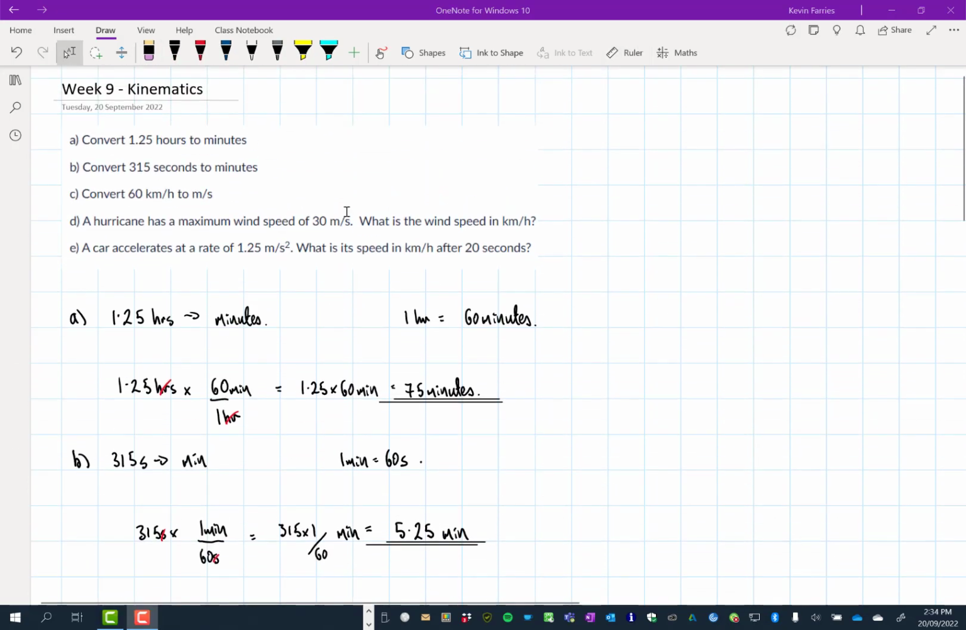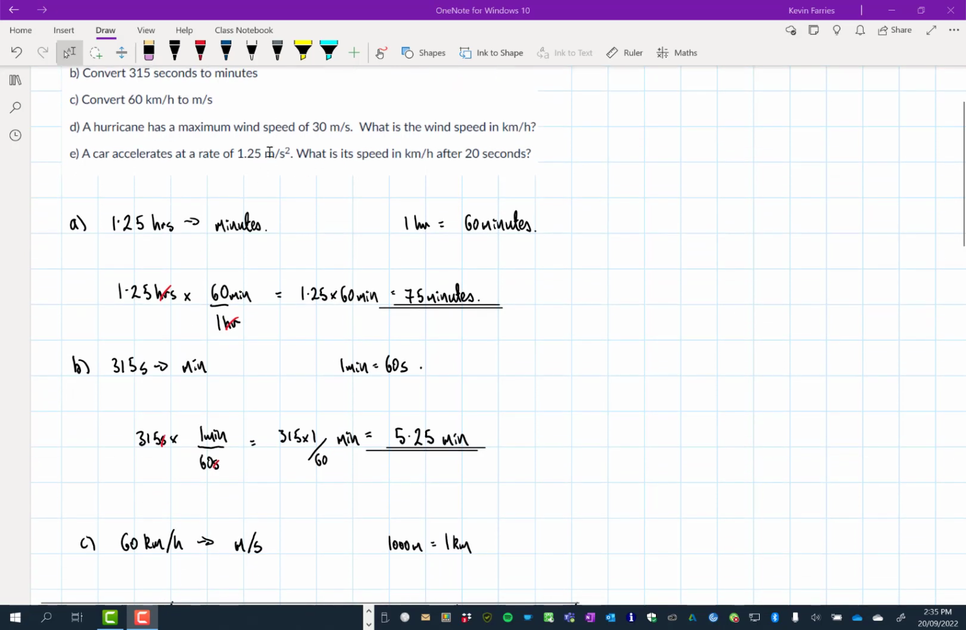So for this last one, it's an acceleration. In this course, we're not ever going to be converting an acceleration in meters per second squared to, I don't know, kilometers per hour squared or something like that. Our accelerations will pretty much always be given in terms of meters per second squared. But anyway, what we'll end up doing is a calculation.